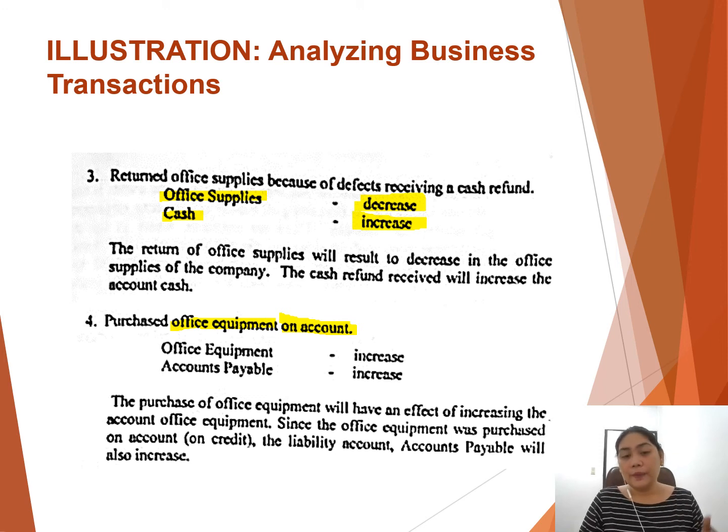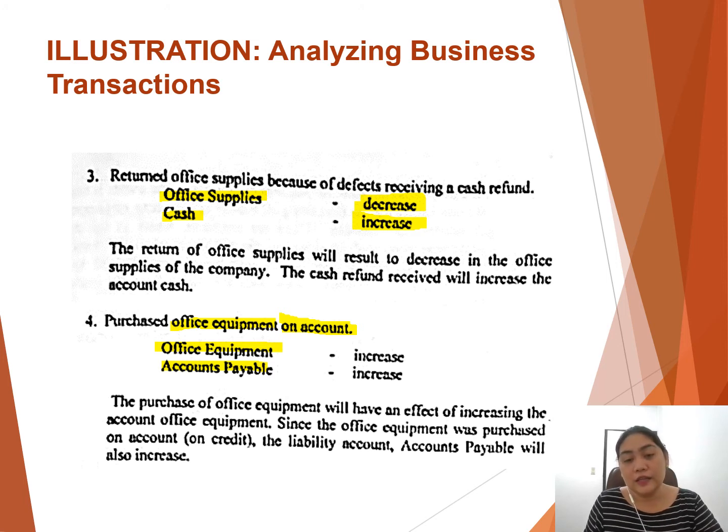Ano pa? On account. Binili mo siya, nangutang ka. Inutang mo. So, therefore, that is a liability. Okay? So, what is the specific accounts that are affected? The first one, syempre, obviously, it is the office equipment. Kasi nga, di ba, bumili ka ng office equipment. And then, the second one is accounts payable. Kasi nga, di ba, hindi ka nagbayad. Inutang mo lang.